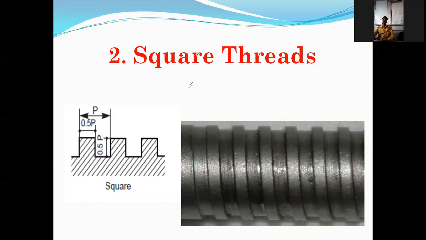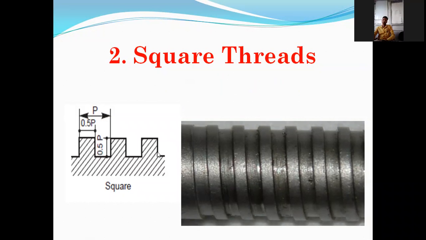So the profile of the thread is at 90 degrees to the axis of the thread, something like this. So 90 degrees, or perpendicular. Here the thread profile is perpendicular, perpendicular in this way. So 0 degree is the angle. The thread profile is perpendicular.